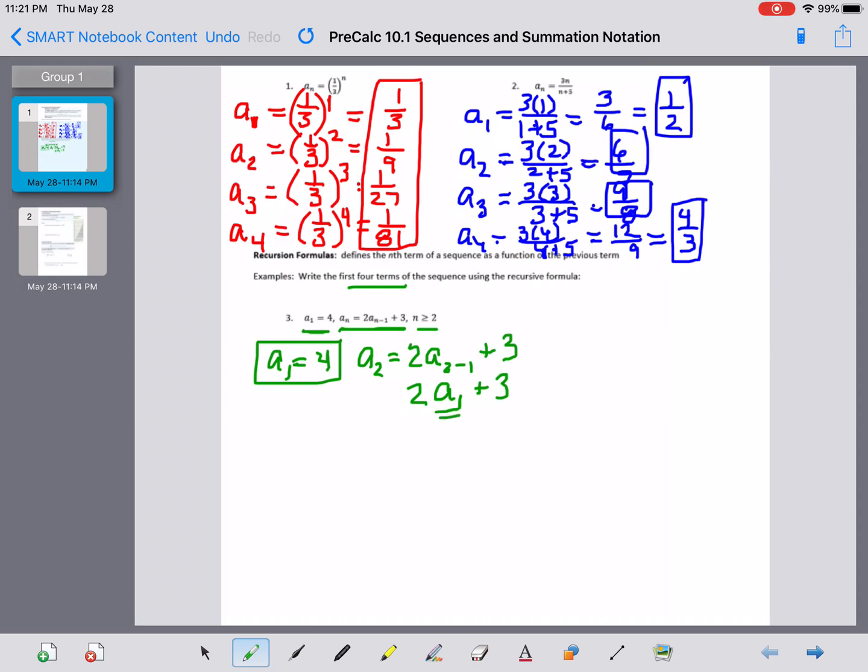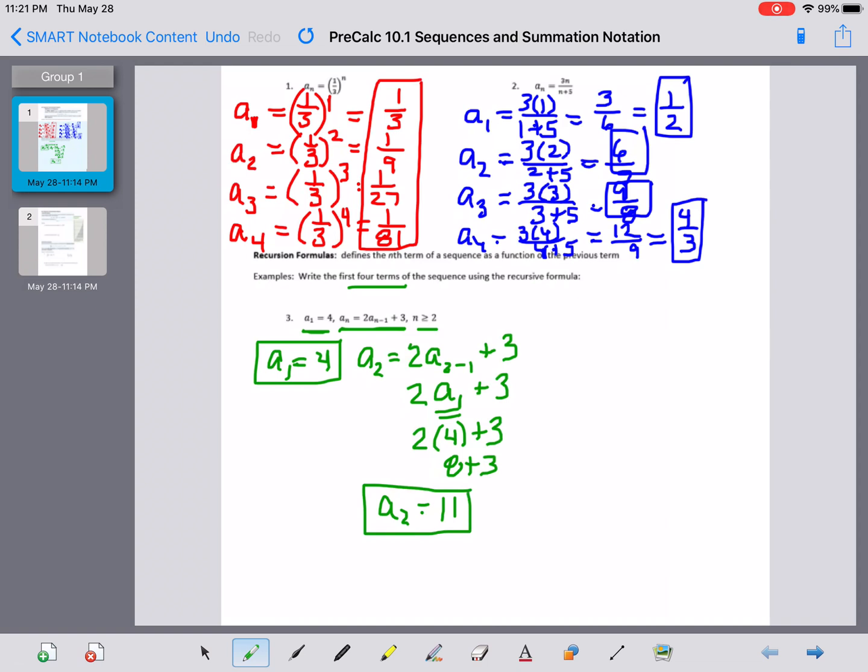Well, here's my a sub 1. I already know a sub 1, so I'm going to replace that a sub 1 with the 4 from before and then add 3. 2 times 4 is 8, plus 3 is 11. So my a sub 2 is 11. I had to use the term before it to be able to find it.